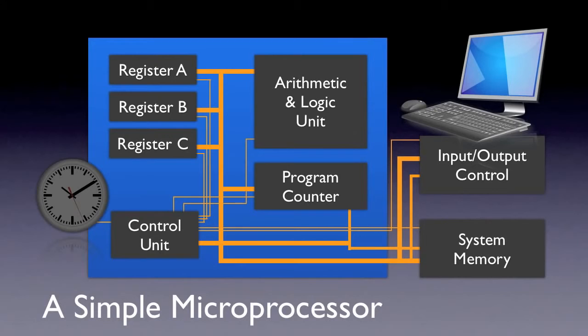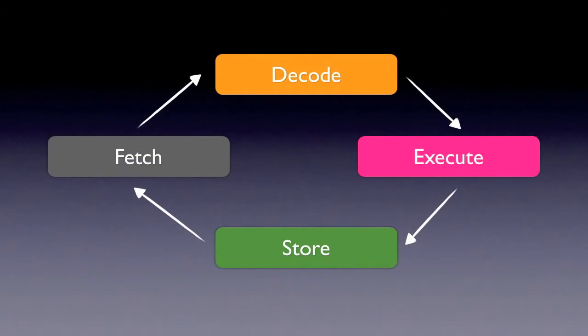Linking all these different units are buses. Buses are simply parallel wires that allow transmission of many bits of binary data from one part of the computer to another. The microprocessor spends its entire life going around in circles. The cycle you see here is the fetch-execute cycle. By examining each of these steps in turn, we'll be able to better understand how the microprocessor works.